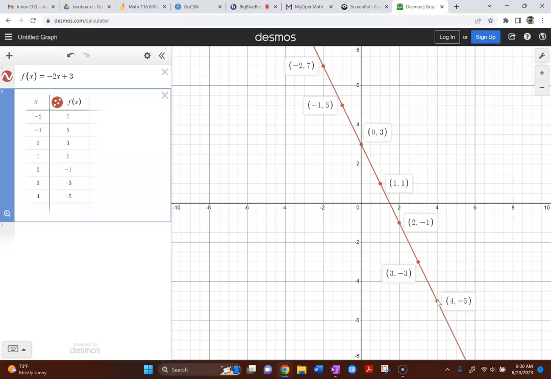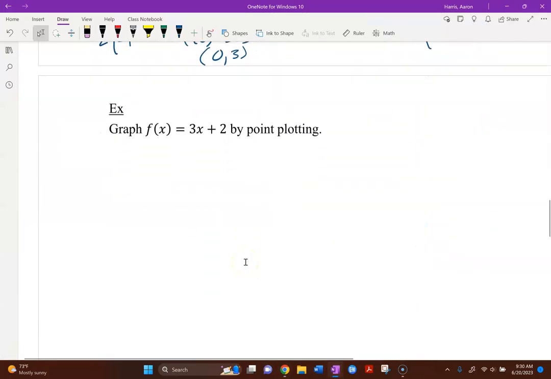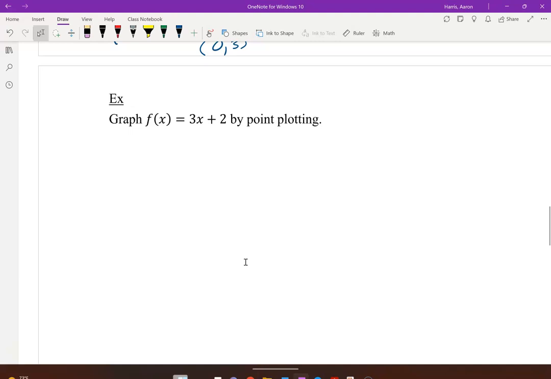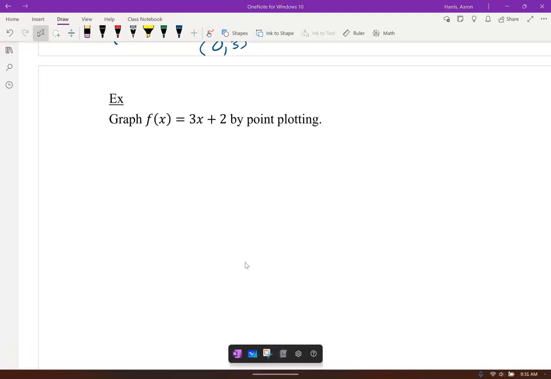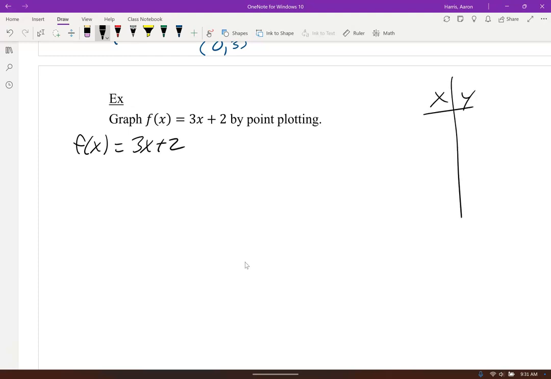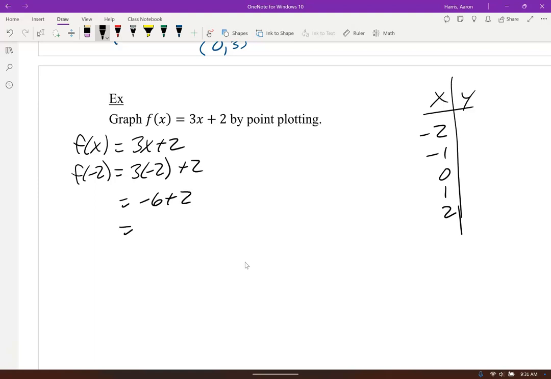Okay, all right, let's do the next one. Let's graph 3x plus 2 by point plotting, another linear line here. f of x equals 3x plus 2. I'm going to point plot. Again, you can plug in a few points. I like to pick -2, -1, 0, 1, and 2. So let's plug in -2. 3 times -2 plus 2. I got -6 plus 2, or -4. When x is -2, y ends up being -4.